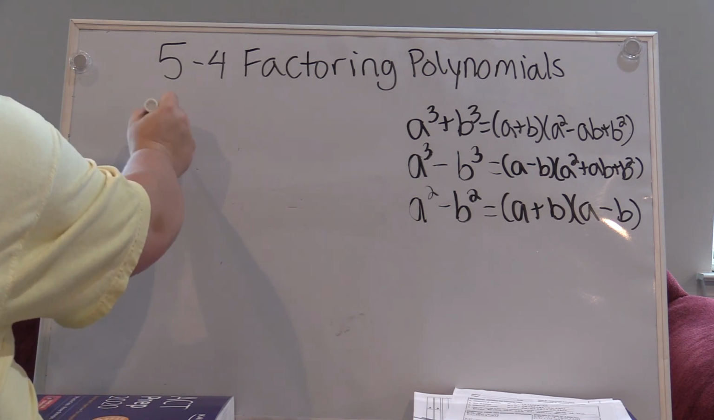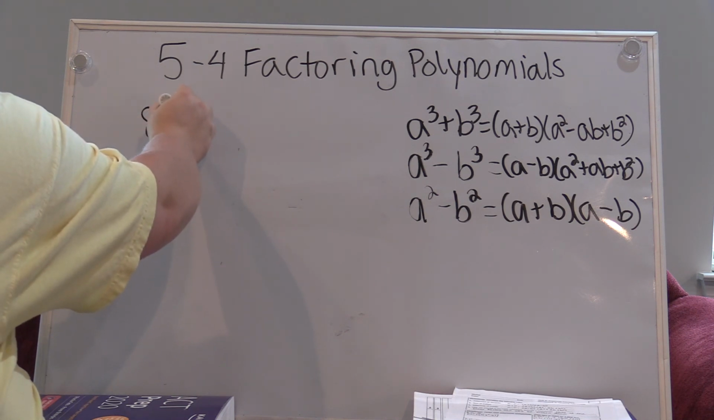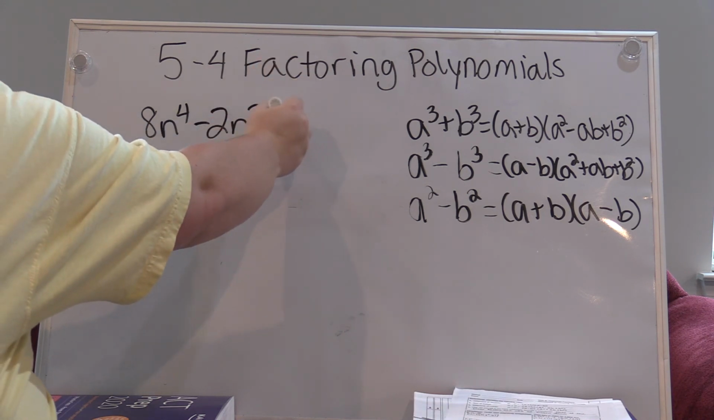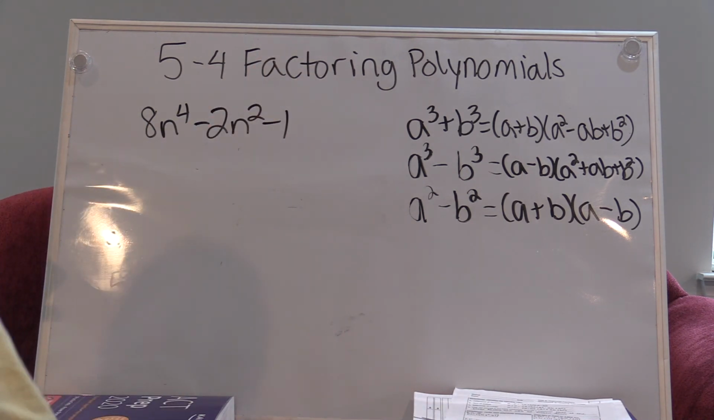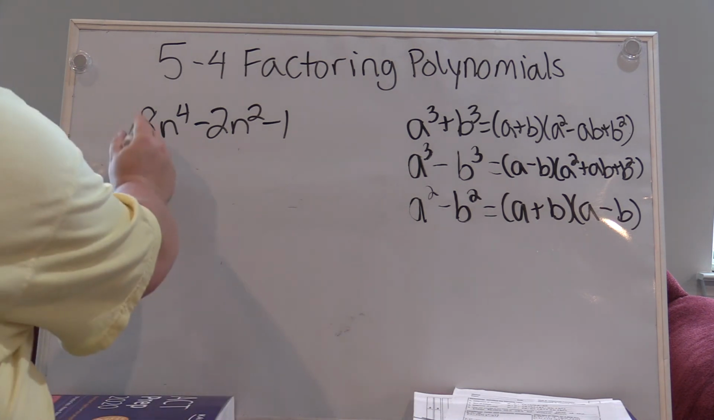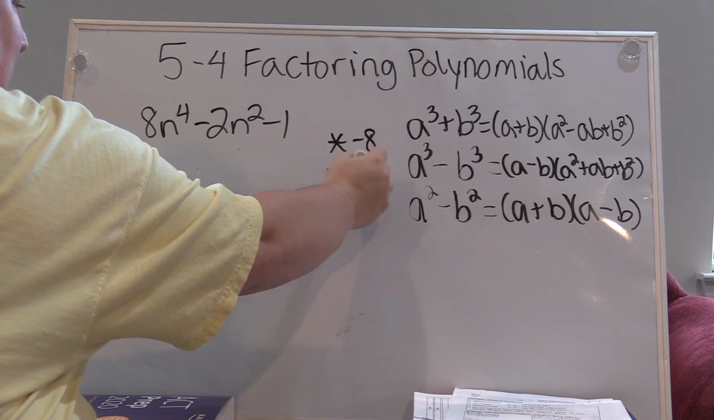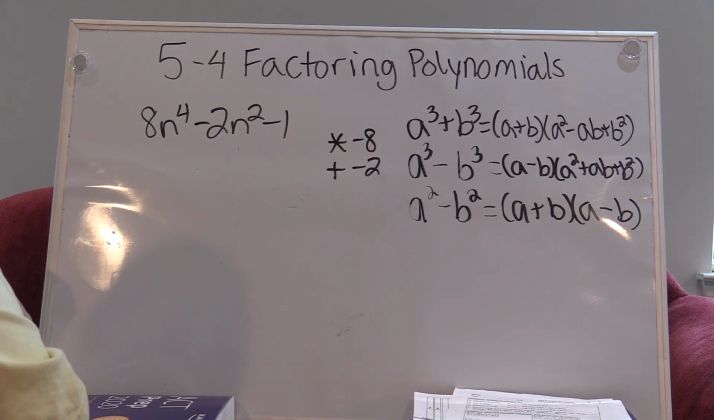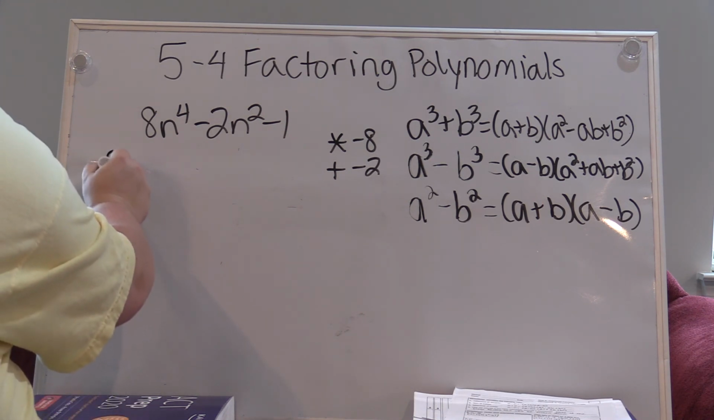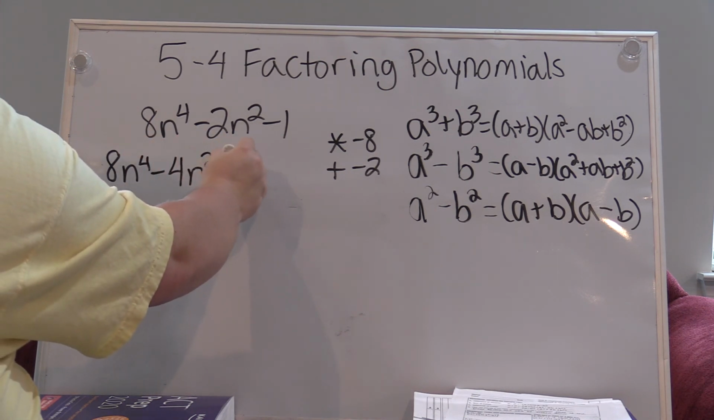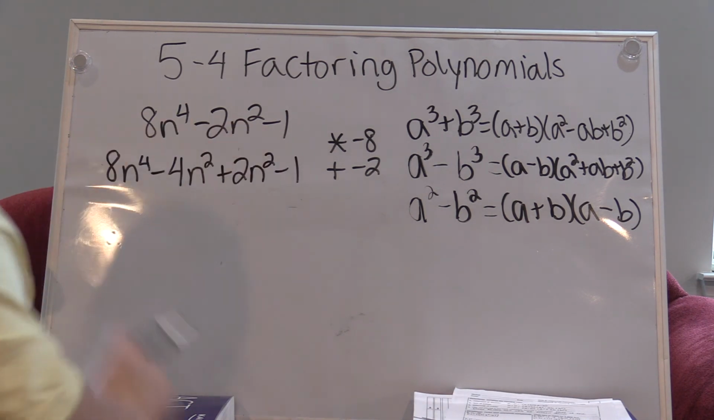Now I have 8n to the fourth minus 2n squared minus 1. This step is going to be a little bit different because the number in front of my highest degree term is not 1. So what multiplies together to give me negative 8, but adds together to give me negative 2? That's going to be negative 4 and positive 2. So I have 8n to the fourth minus 4n squared plus 2n squared minus 1.